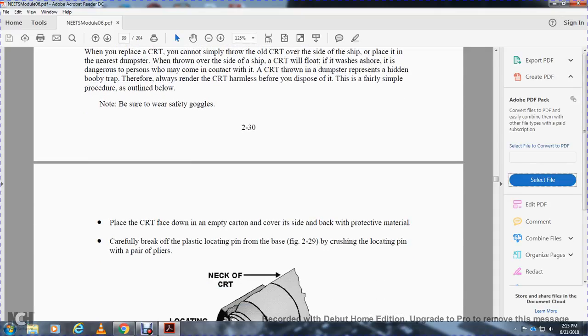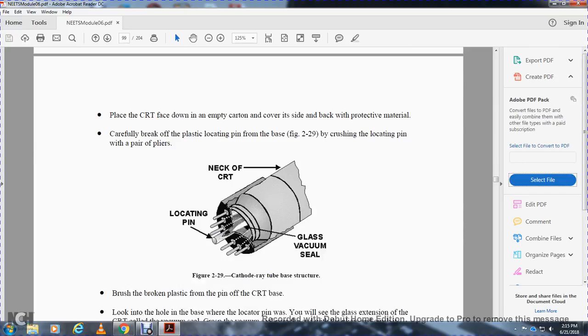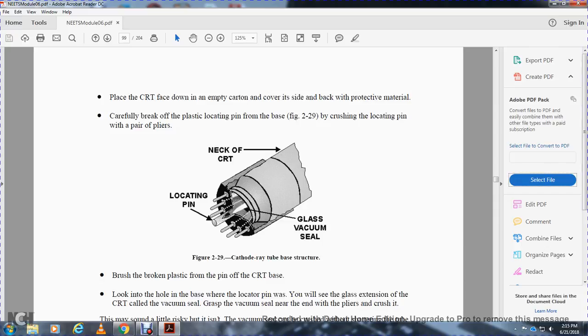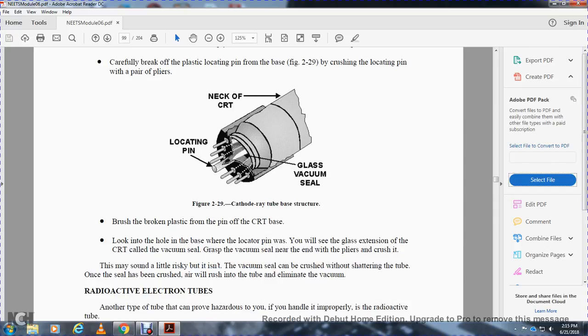This is very simple to do. Follow the outline. First, wear safety glasses. Place the cathode ray tube face down in an empty carton. Cover it on the sides and back with protective material. Carefully break off the plastic locating pin on the base by crushing the locating pin with the back of the pliers. Find the cathode ray tube locating pin and the glass vacuum seal.